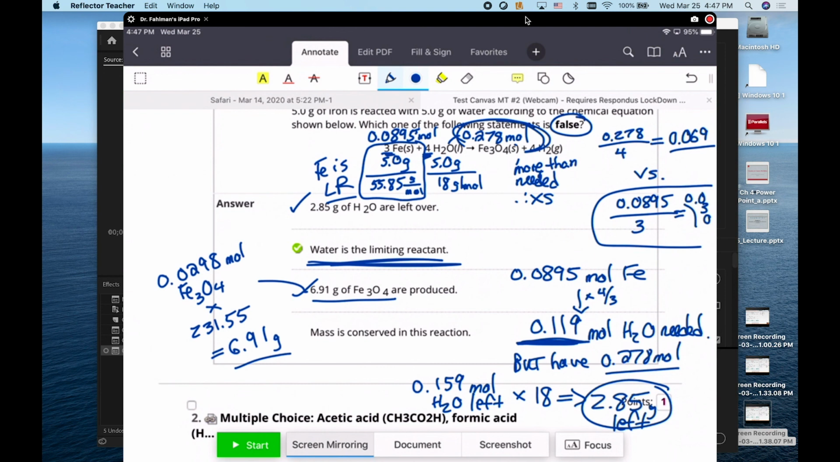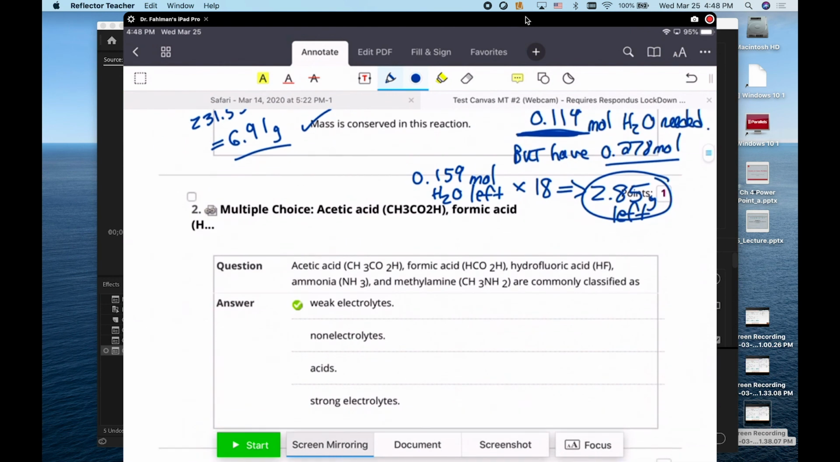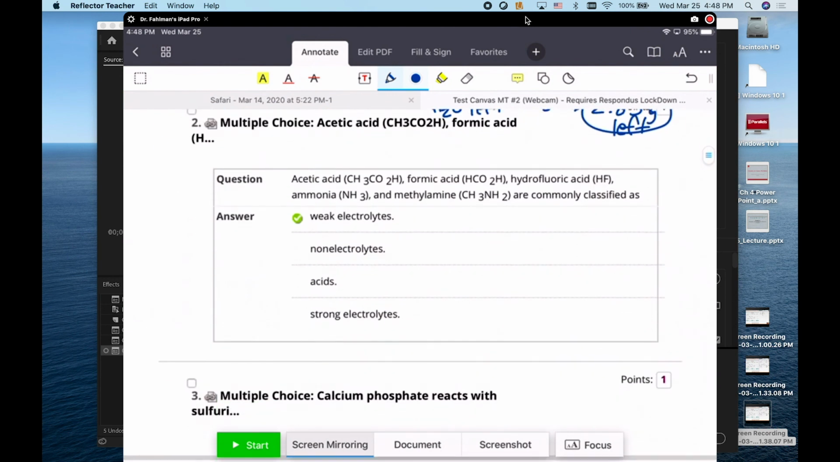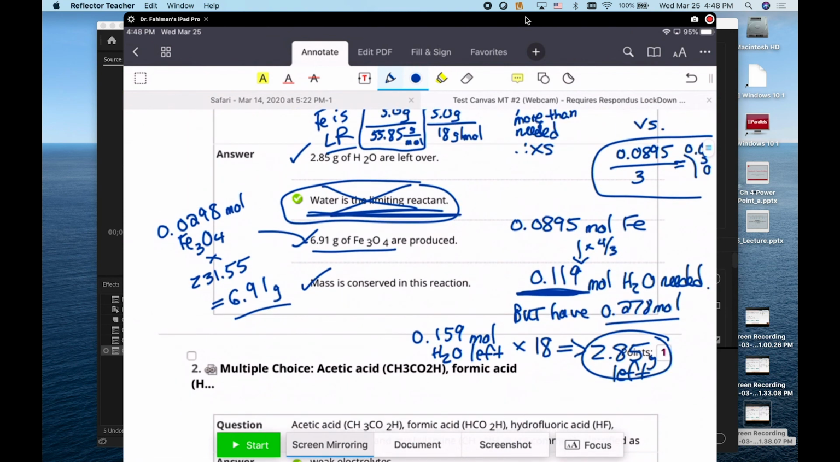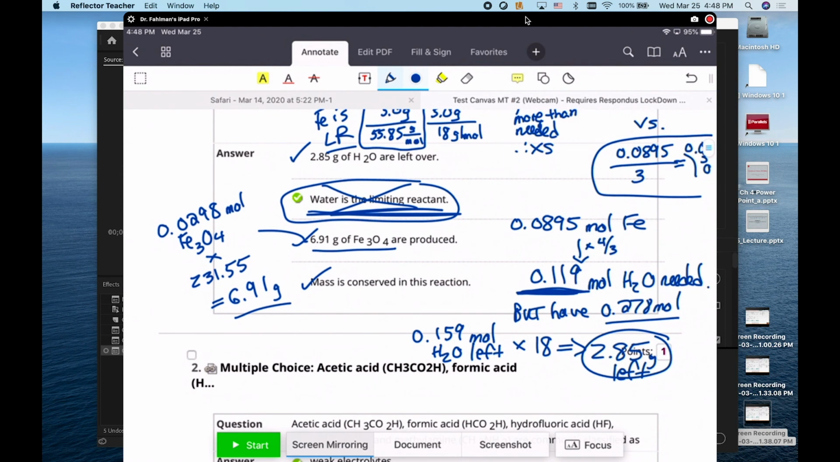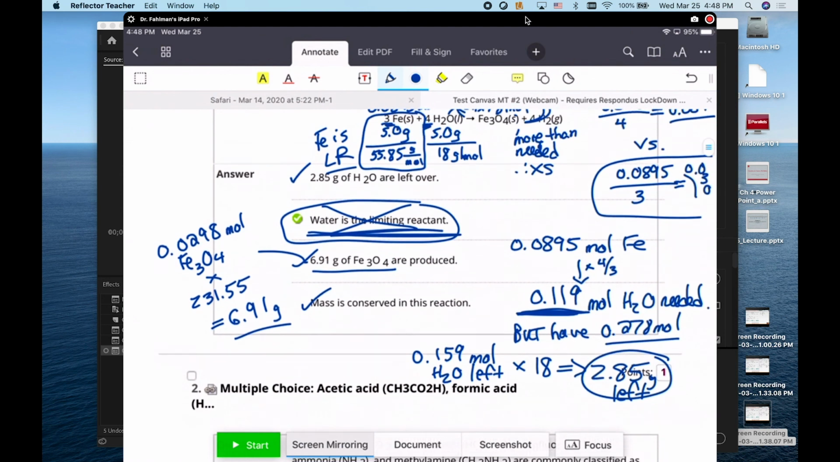And mass is conserved, so that's always the case. So that is the only one that is incorrect. For that question, there was a short way to do it. You could say B is incorrect right away because you know iron is limiting, or you could do the calculations to figure out all the others are correct.